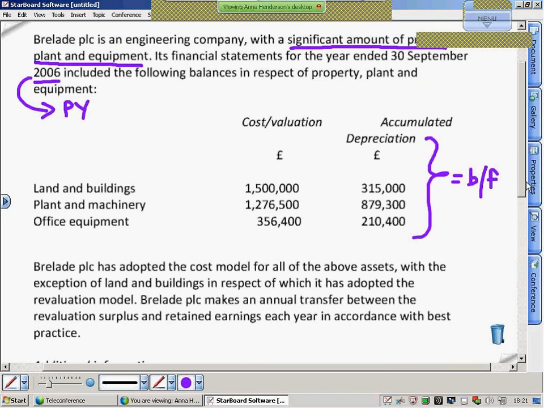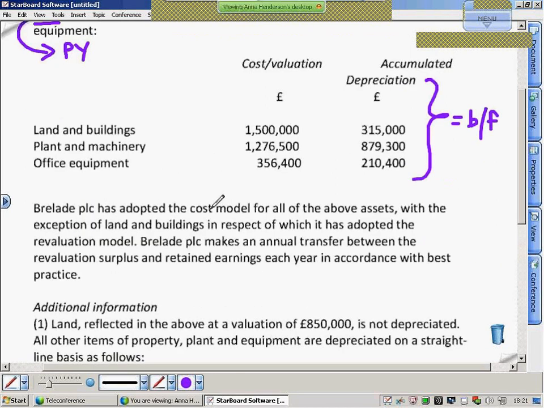Let's see what the examiner wants us to see. So they adopt the cost model for assets with the exception of land and buildings. So what we do now is just make a note. That's going to be the cost model. That will be the revaluation model. So I'm annotating my question and making my life easier by taking some of the narrative and just drawing on the question, bringing things to my attention and flagging things that I know I'm going to have to deal with later.